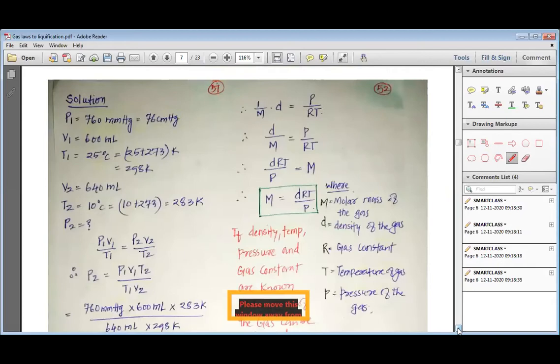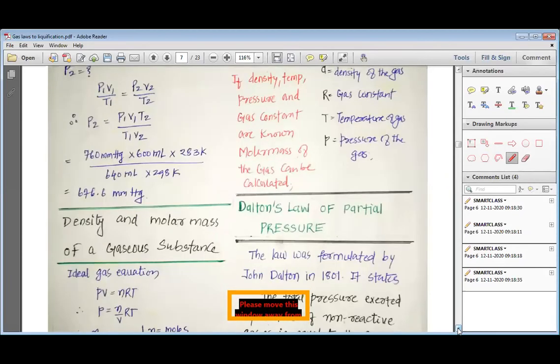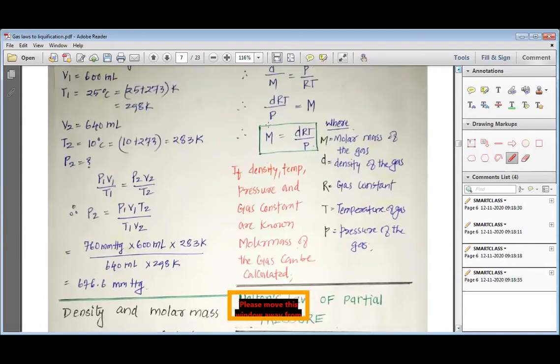After studying all this, we have solved one problem, and then we have derived that the molar mass of the gas is directly proportional to its density, or molar mass is equal to dRT upon P. So if density, temperature, pressure and gas constant are known, the molar mass of the gas can be calculated, where in this equation capital M represents the molar mass of the gas, D the density of the gas, R the gas constant, T the temperature of the gas, and P the pressure of the gas.